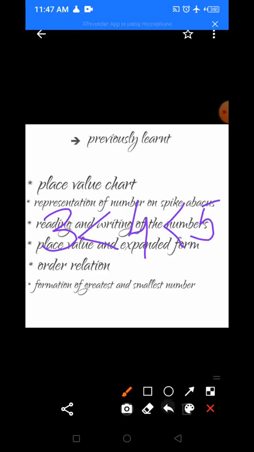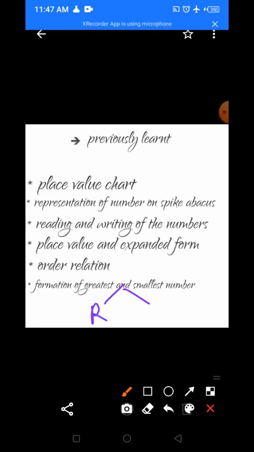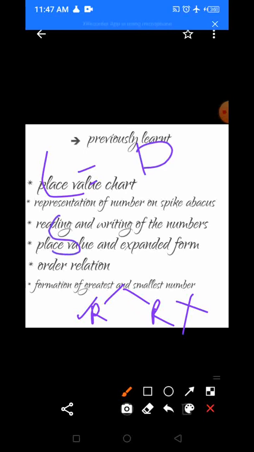Then you've learned the formation of greatest and smallest numbers, where we had two types. One where repetition is allowed, and one where repetition is not allowed. Then we learned that for forming the largest number, we first arrange in descending order, and then we find a number. For the smallest number, we arrange in ascending order. Then you have also learned that 0 is never written in the leftmost position, and if you find 0 in the leftmost position, you will trade places with the other number.